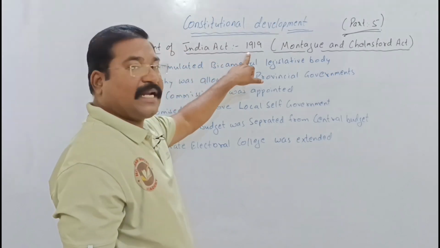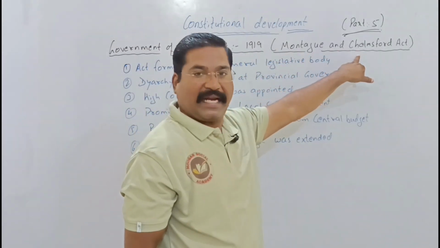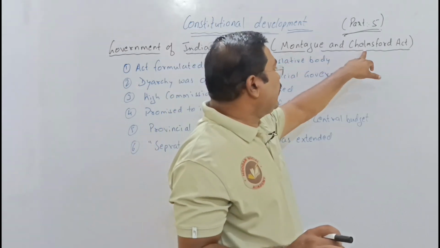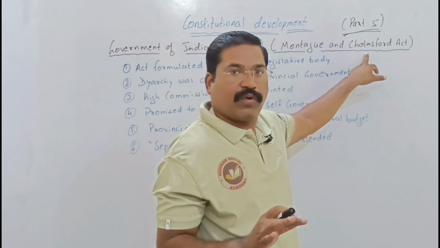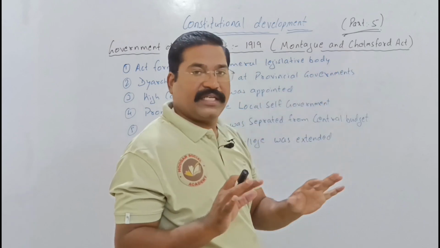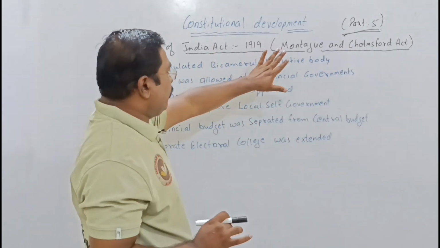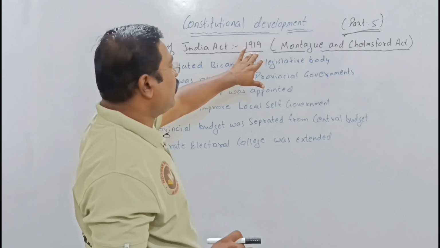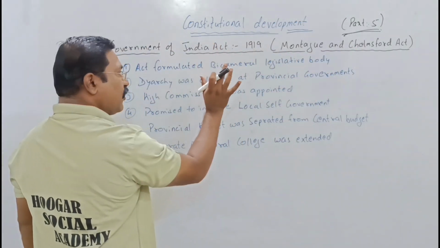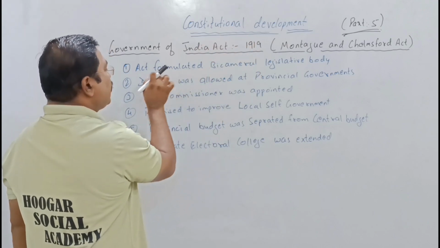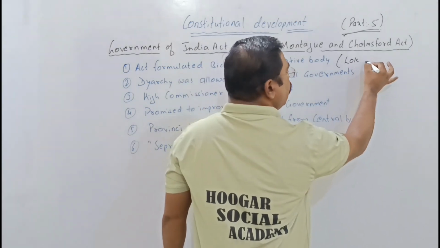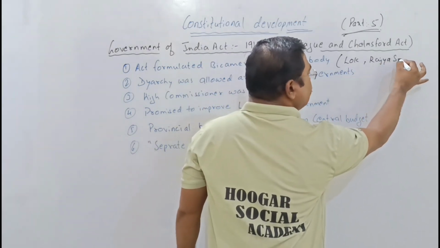Government of India Act 1919, called the Montagu and Chelmsford Act. Montagu was the Secretary of State for India, and Chelmsford was the Viceroy. So the 1919 Act is also called the Montagu and Chelmsford Act, and even the Government of India Act. This act gave a provision for a bicameral legislative body, in the form of the Lok Sabha as well as the Rajya Sabha.